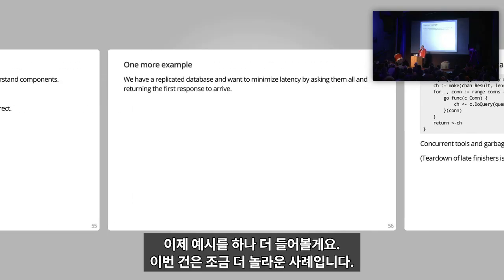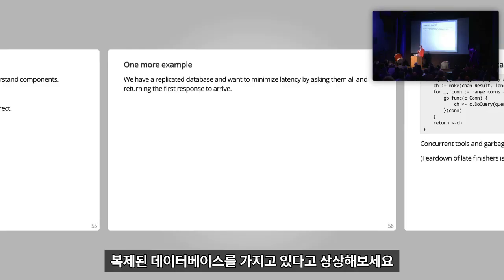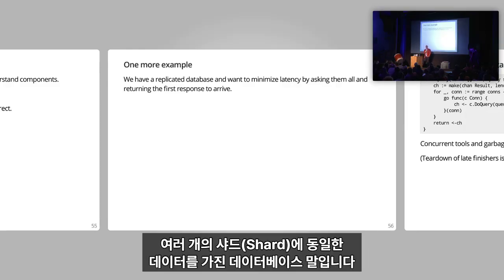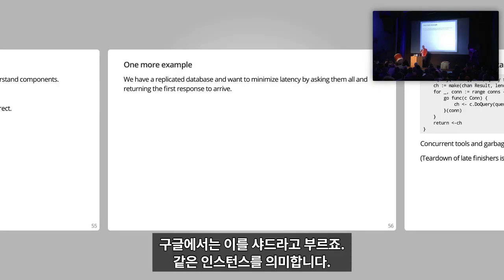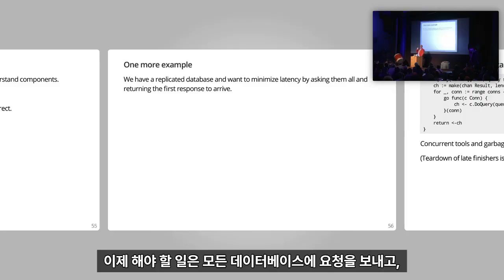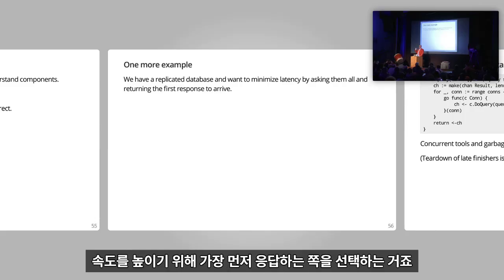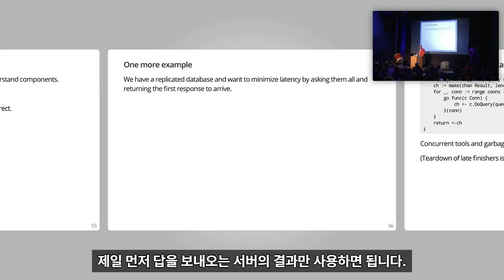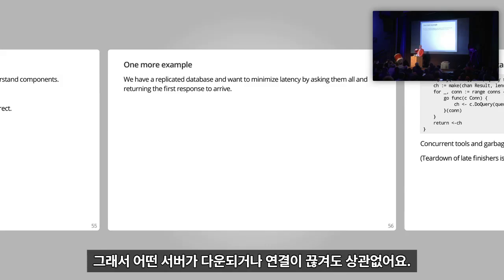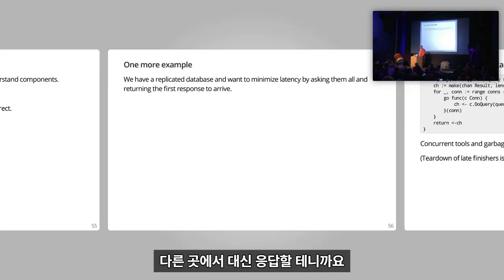One more example, which is somewhat more surprising, but it fits on a single slide, so it's a nice one to finish. Imagine you had a replicated database. So you've got a database with the same data in each of multiple, what we call shards at Google, same instance, right? And what you want to do is deliver a query to all of the databases and get back the result, but they're all going to be the same. You're using this to go faster by picking the first guy to answer, first guy to come back with the answer is the one you want. So if one of them's down or disconnected or something, you don't care because somebody else will come in. So here's how to do that.